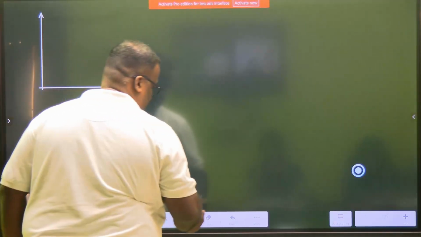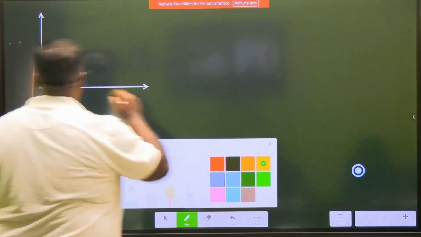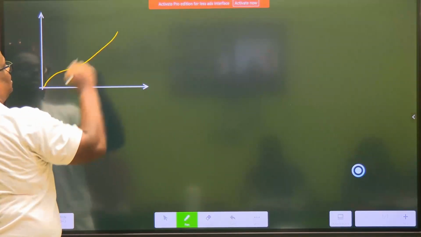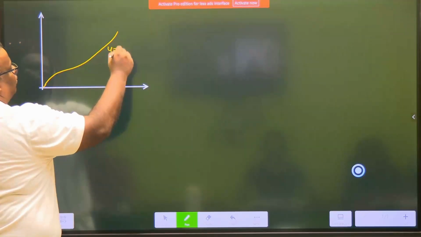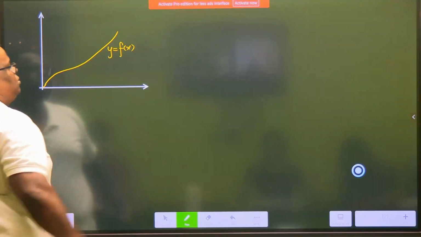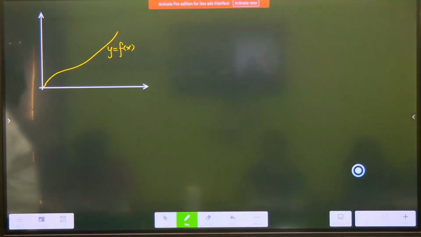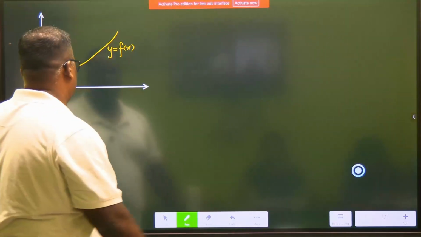Okay, so let's say you had a function like this. This is y equal to f of x. And in the previous problem, you used to pick up a particular point, say x equal to c, and you used to check whether the function is continuous at that point or not.